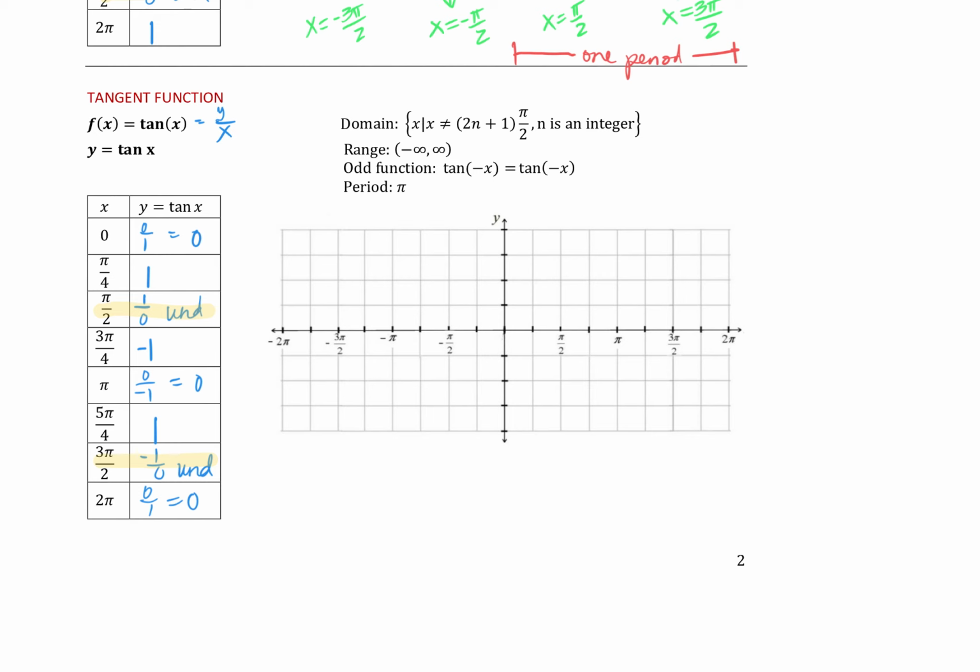Go ahead and graph these. Pi over 2, 3 pi over 2. If we were to go in the negative direction, at negative pi over 2 and at negative 3 pi over 2, we would have vertical asymptotes.